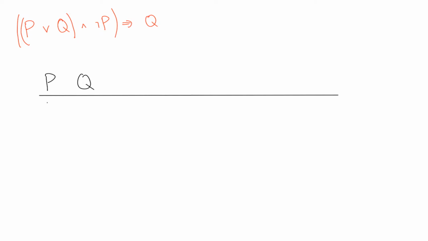Half of those 4 rows P will be true, and the other half P will be false. And now for the 2 rows where P is true, half of those rows Q should be true, and the other half Q should be false. Similarly for these bottom 2 rows where P is false.